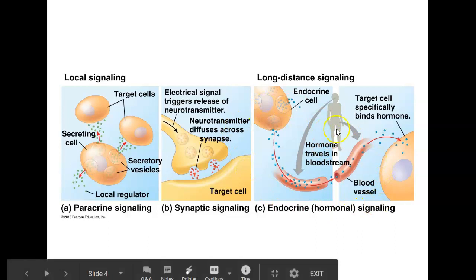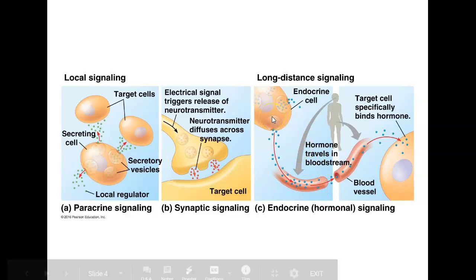The long distance signaling is hormonal signaling, or the endocrine system. This is where some kind of endocrine cell, whether it's in your pituitary or your hypothalamus or your thyroid or your adrenal glands, wherever it may be, your pancreas for insulin, is going to release hormones that can then travel through the bloodstream, and if they're in the bloodstream, they can pretty much go anywhere. And so they will act upon target cells by binding the hormone specifically.